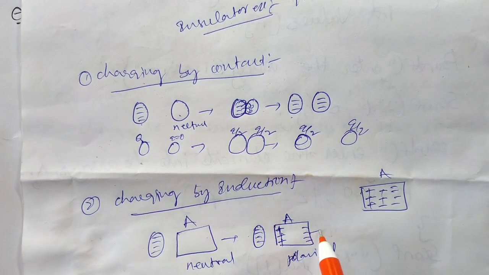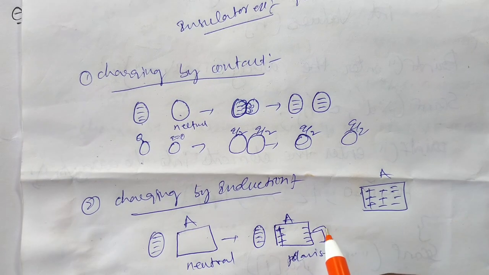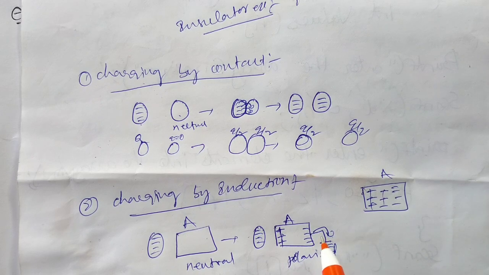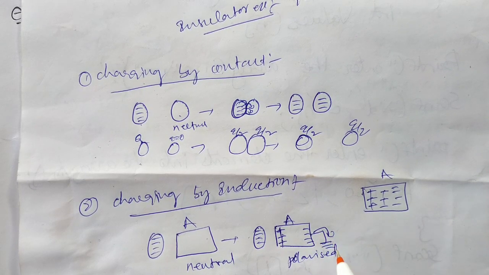Suppose it is connected to the earth, the negative charge carriers disappear, that means they are transferred to the earth. Earth is a large conductor, an ocean of electrons.